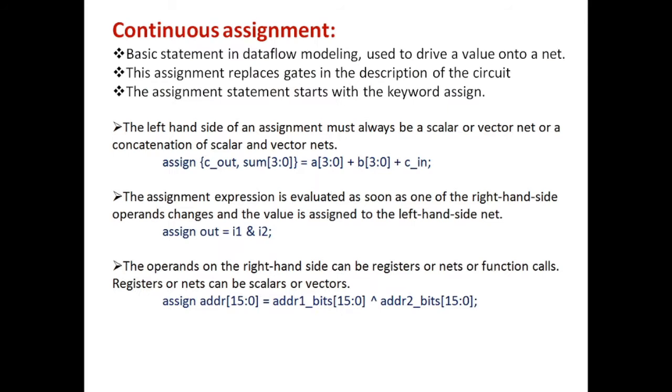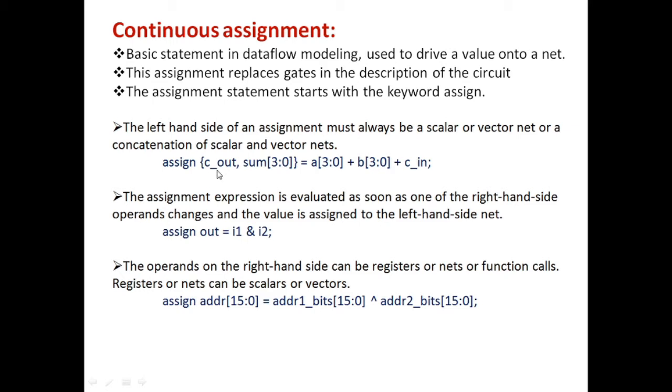Now we do have some characteristics whenever we are using the continuous assignment. That means some standards we need to follow. That is the left hand side, like assign something equal to something. The left hand side of an assignment operator must always be a scalar, or it may be a vector, net, or a concatenation of a scalar or vector nets.